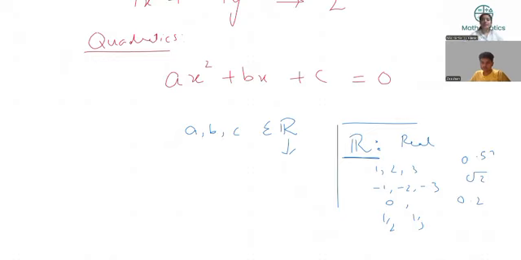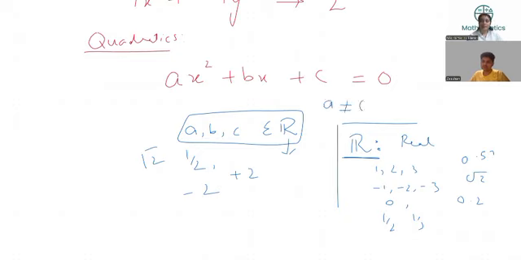So a, b, c can be any real numbers, which means they can be fractions, positive numbers, negative numbers, square roots, any number. Therefore, we have written a, b, c belongs to real numbers because they can be any numbers. But there is one condition, that a can never be equal to 0.